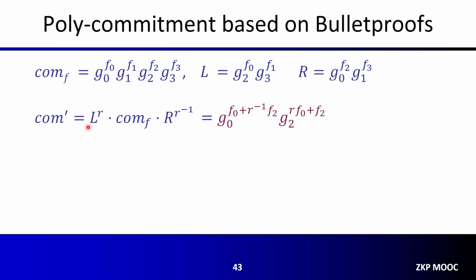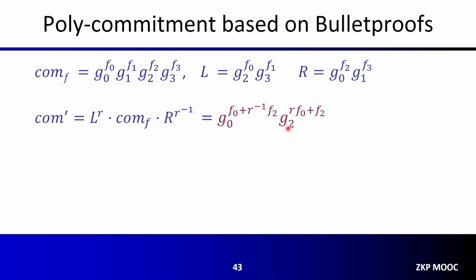So in this equation, the second term com has this G0 to F0, so we're going to write it here. And R contains the term G0 to F2, and then we raise it to the power of small r inverse. So that gives us R inverse times F2. And there's no term inside this commitment L with base G0. So the result of this computation gives you G0 to F0 plus R inverse times F2 on top of the base of G0.